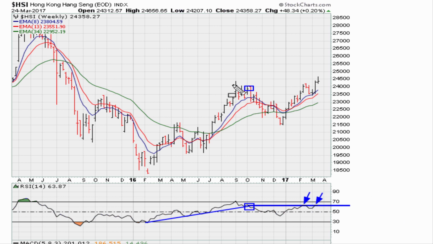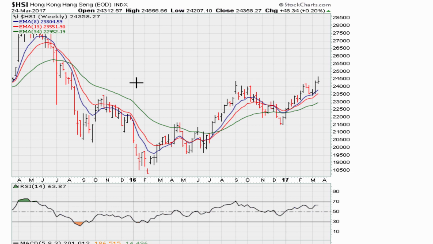So even though we see that we are breaking out in terms of price, the RSI has yet to prove itself. So if this market, the Hong Kong market, is to trade well and move higher, it needs to clear this blue line. Otherwise, confirmation of resistance on this line might still suggest that the next meaningful direction is lower.